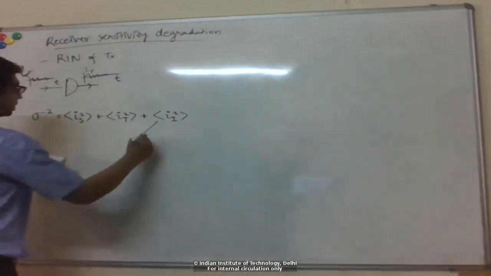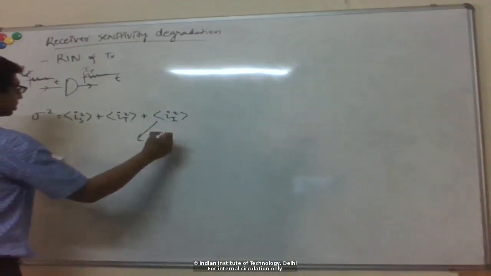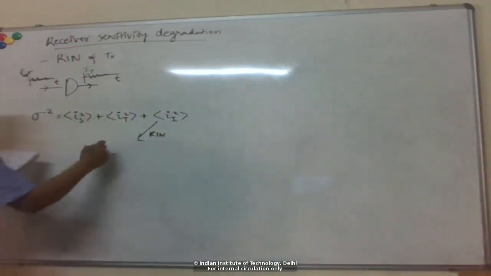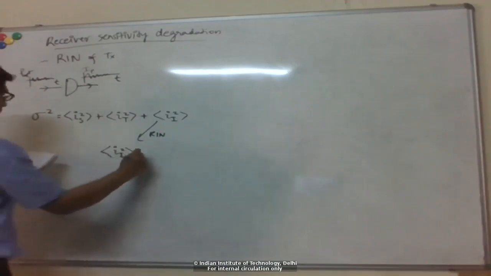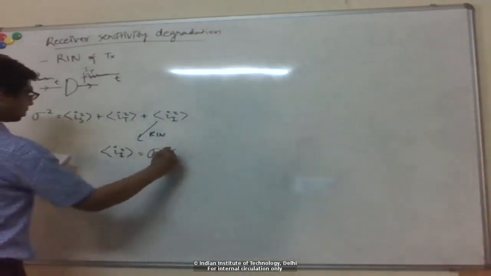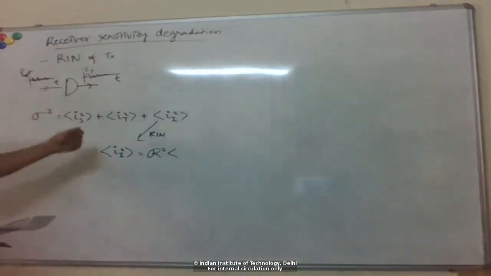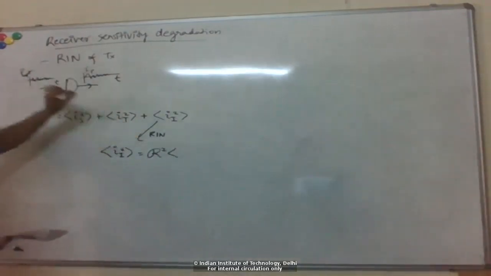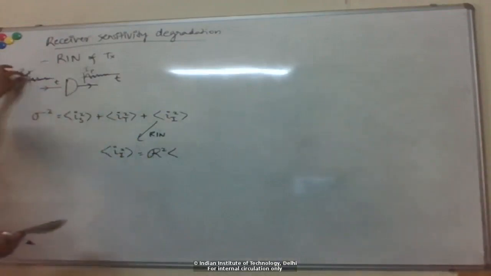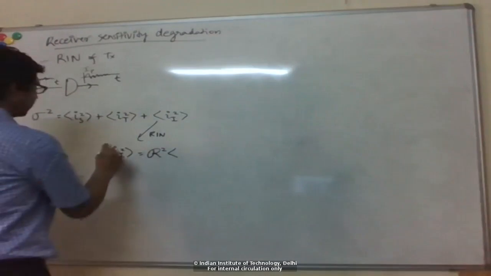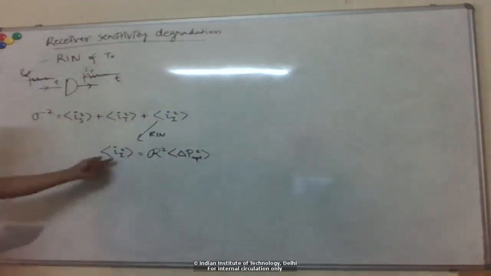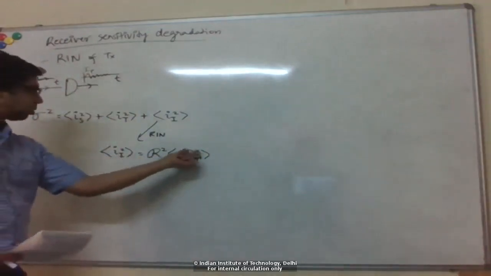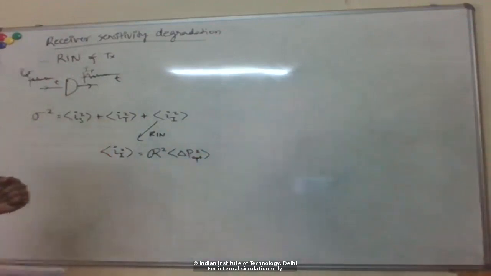Okay, and so this RIN noise we can write as follows. We know that the current is just responsivity times the optical power. So the fluctuation in the current due to RIN is basically responsivity times the fluctuation in the optical power. So the variance, you can just write as the fluctuation in the optical power squared times the responsivity squared.